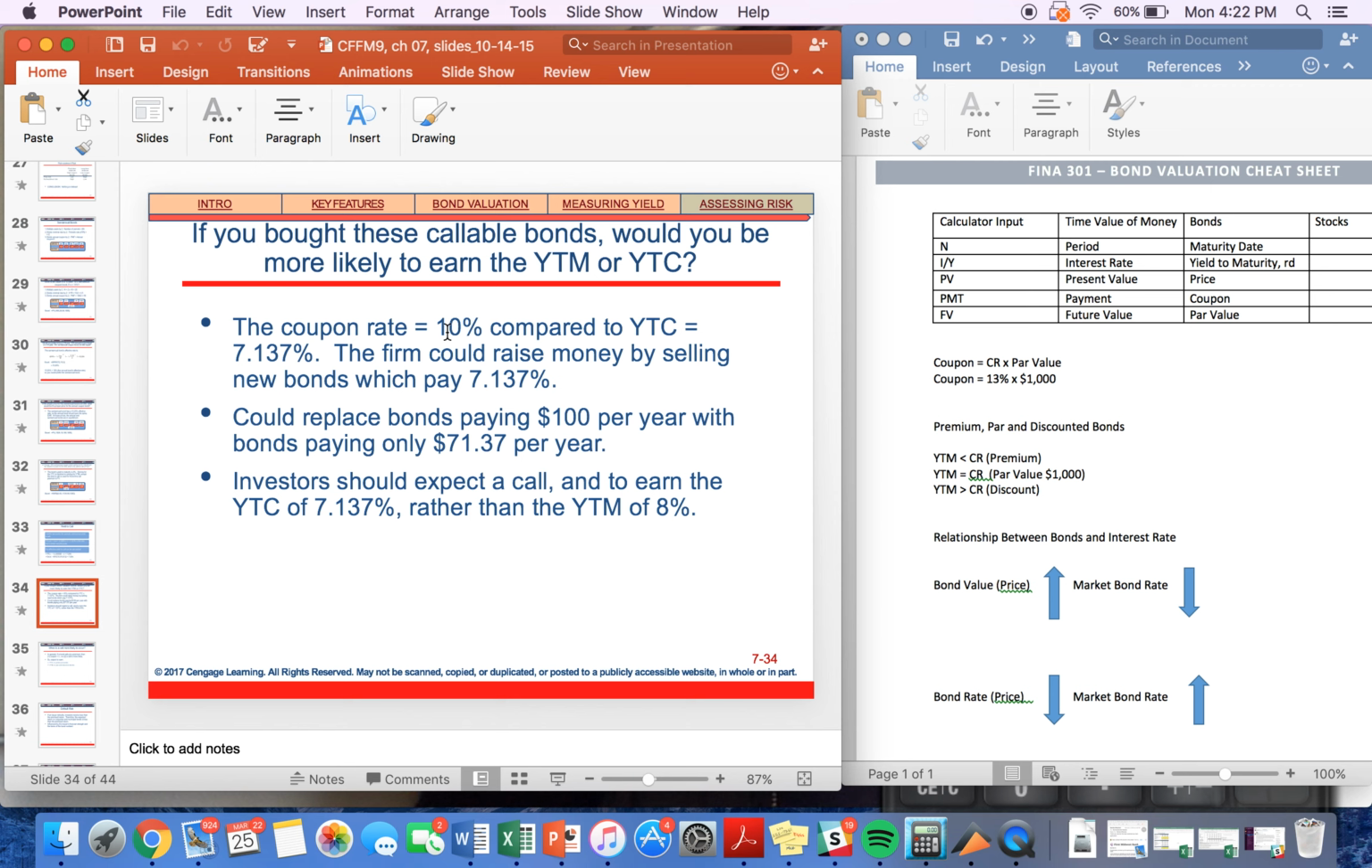And I like how your lecture really breaks this down here. They say the coupon rate is 10% compared to your yield to call of 7.13%. So had you just held the bond to the full maturity, you would have been earning $100 per year. But because this bond got called early, you're really only earning $71.37 per year. So remember, if your bond's being called, you're never going to earn as much as if you held it to maturity.